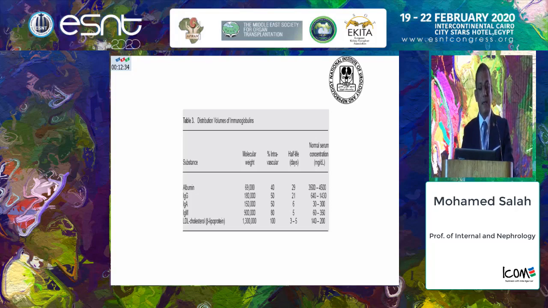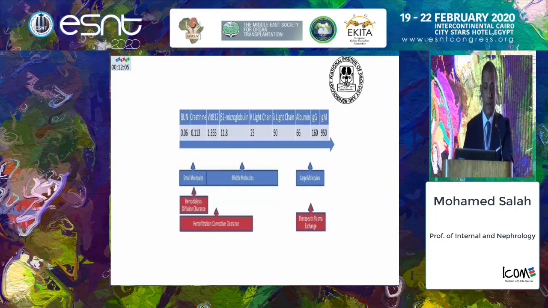This is the distribution volume or the molecular weight of the different substances in plasma. As you can see, albumin is almost 69,000 Daltons, IgG 180,000, IgA 150,000, IgM 900,000, and cholesterol or beta lipoprotein, low density lipoprotein, 1,300,000 Daltons. So they are really big molecules.